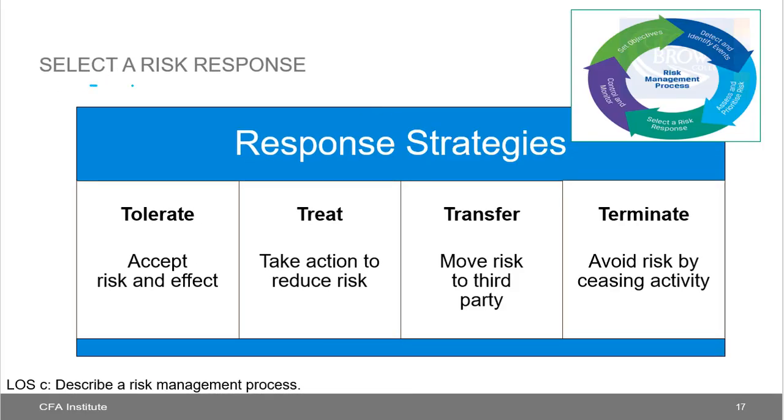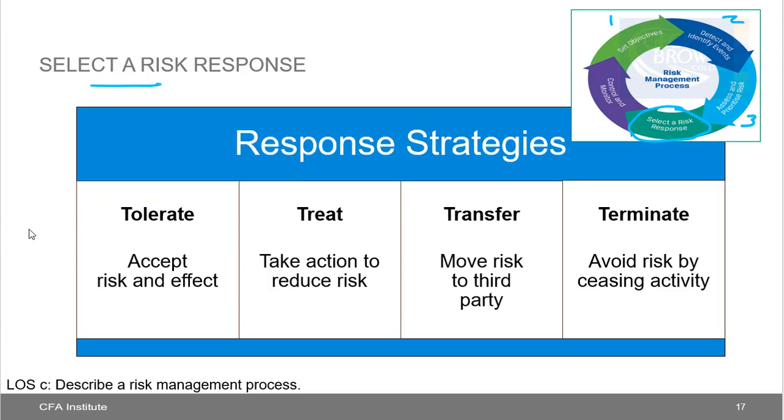So now we're moving on to the step, select a risk response. So again, step number 1, set risk objectives. Step number 2, detect and identify events. Step number 3, assess and prioritize risk. And now we're here selecting a risk response.